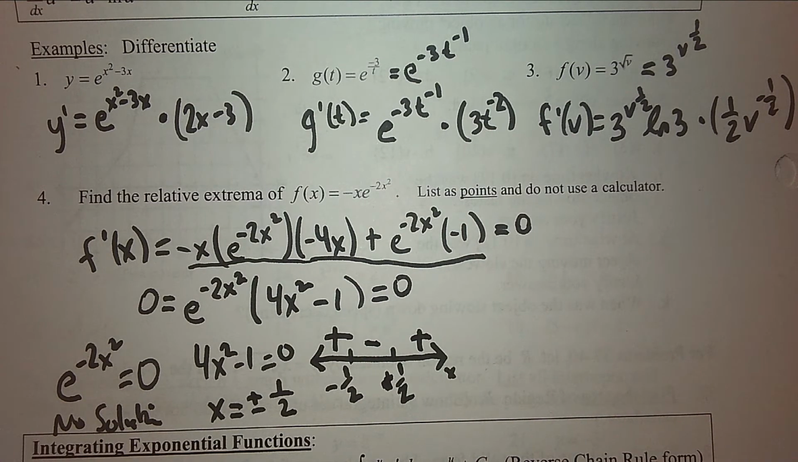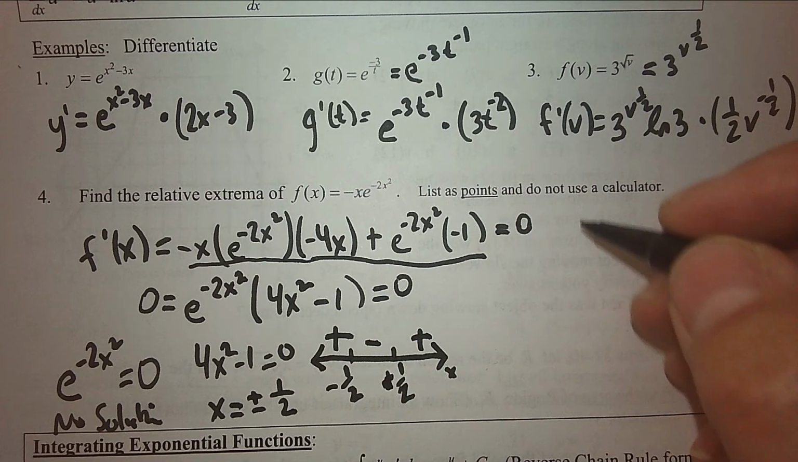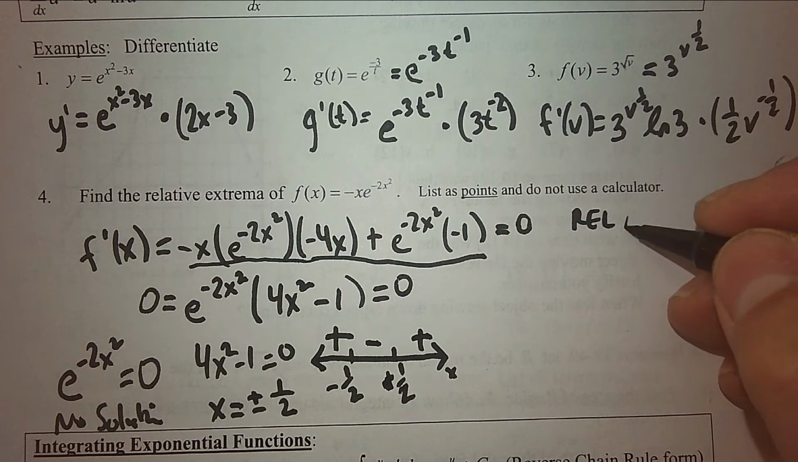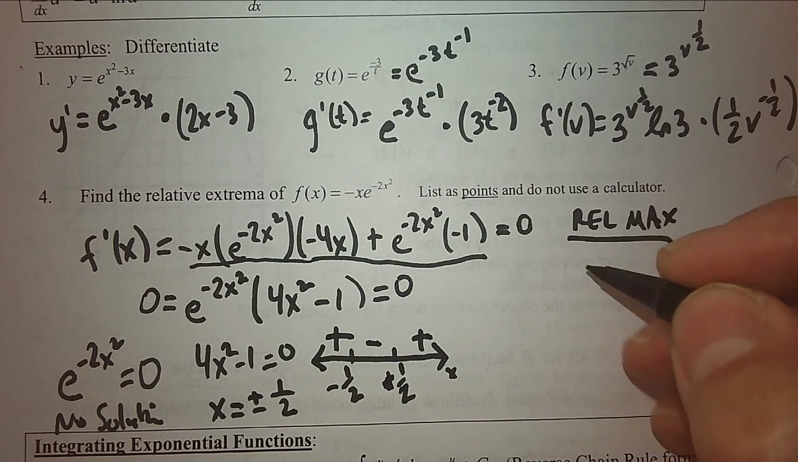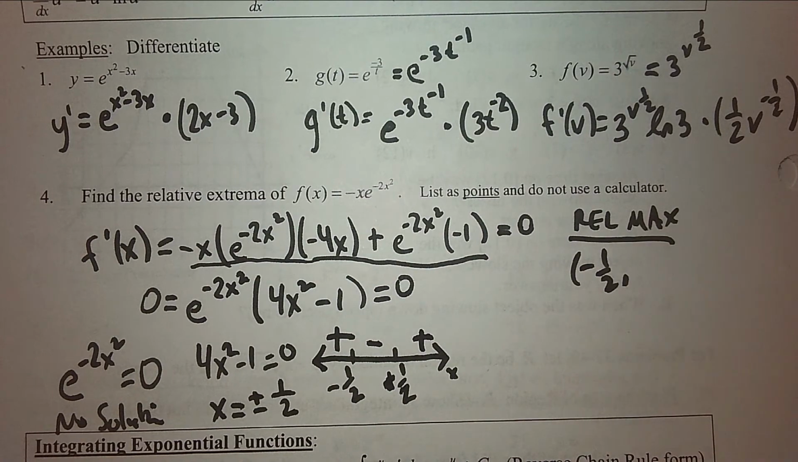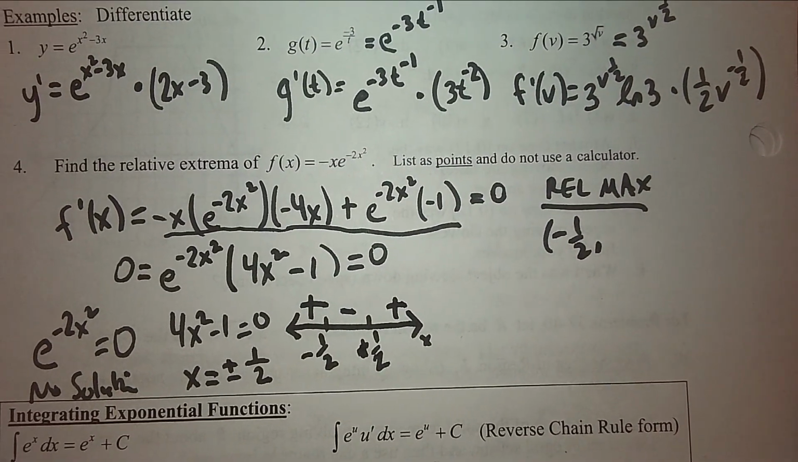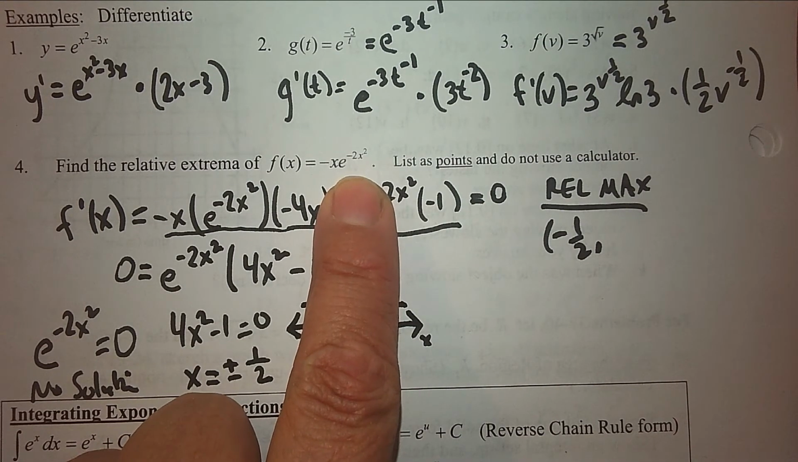So do we have some relative extrema? Yeah. Good. What's negative a half, a relative max or a relative min? Max. Why? Good. How would I find the point? Plug it in. Which one would I plug in to find the y coordinate? So I have to plug it in up here?